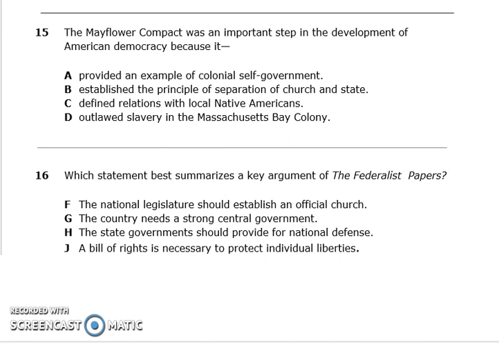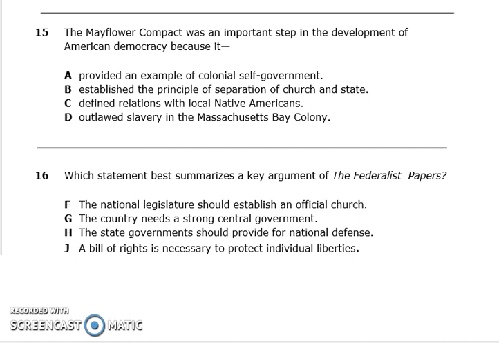The Mayflower Compact was an important step in the development of American democracy because it A. provided an example of colonial self-government, B. established the principles of separation of church and state, C. defined relations with local Native Americans, D. outlawed slavery in the Massachusetts Bay Colony.